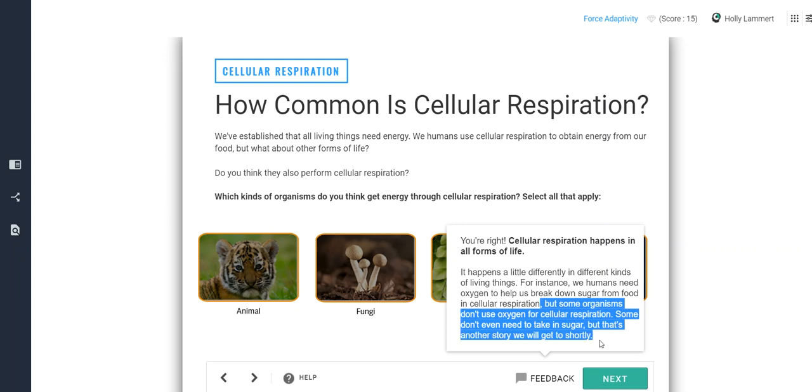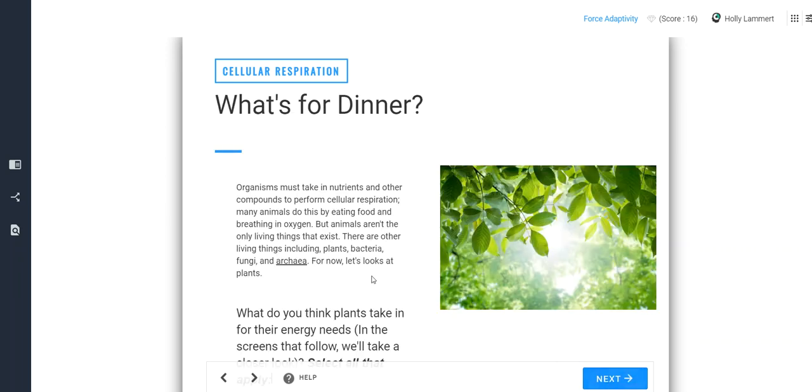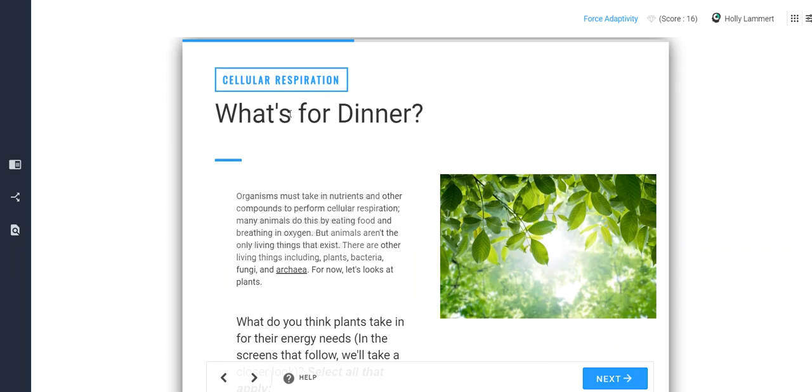Some don't even take in sugar, but that's another story we'll get to shortly. So yeah, you might guess that plants here make their own sugars. What's for dinner? It's about dinner time here. It's about 4 o'clock. So getting pretty hungry, let's learn a little bit more about what we eat.